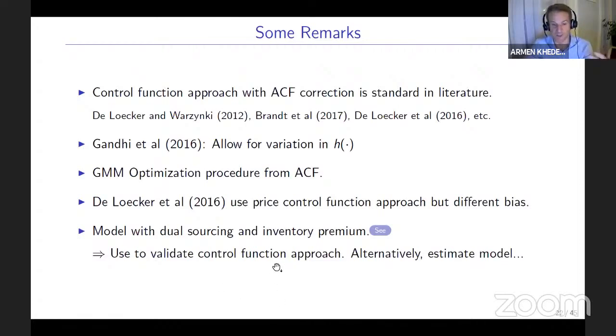And I also want to say that, as I said earlier, we simulate the model that incorporates these mechanisms and this mismeasurement bias, and validate our control function approach. Alternatively, we could use that model and estimate it, but so far we've gone down the road of just validating our empirical approach, since this literature is quite applied in nature.